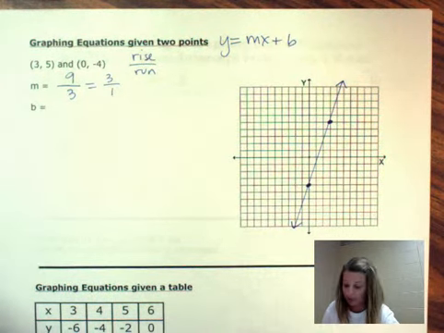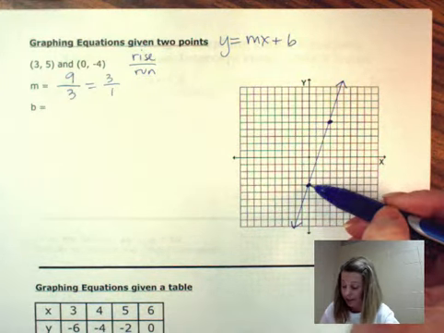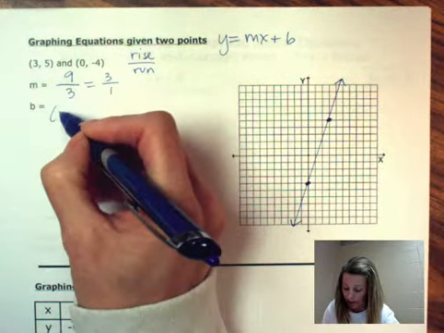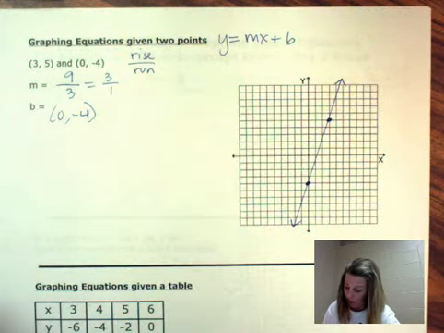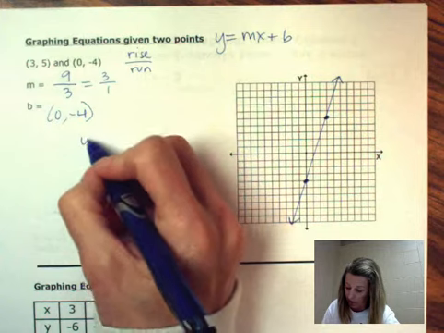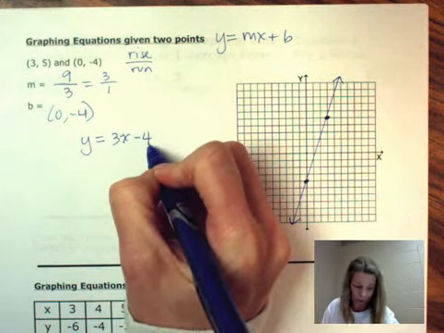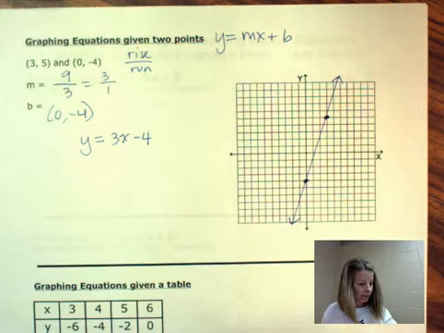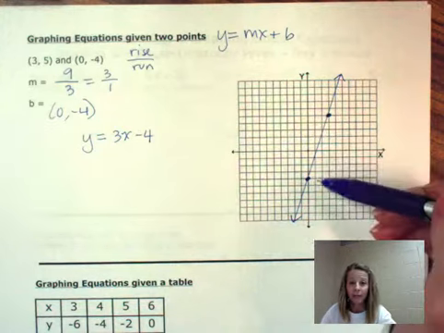Now my y-intercept. Well, if I look, that is on the y-axis, so that is my y-intercept. So it's 0, -4, or the b is -4. So if I want to go ahead and write the equation out, this is y equals 3x minus 4. Okay, so that would be my equation, my slope and my y-intercept, and there's my line.